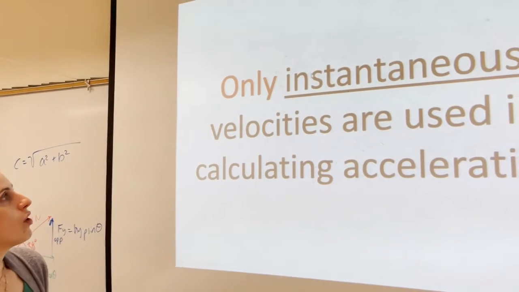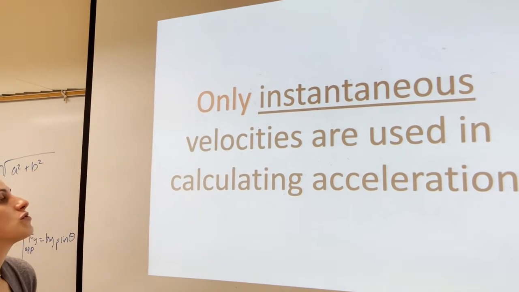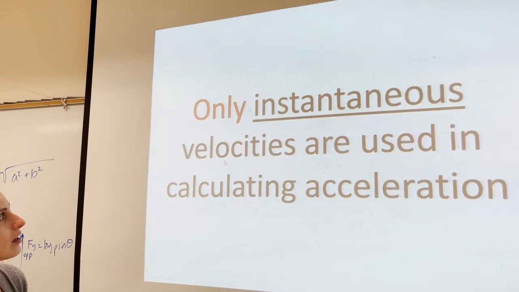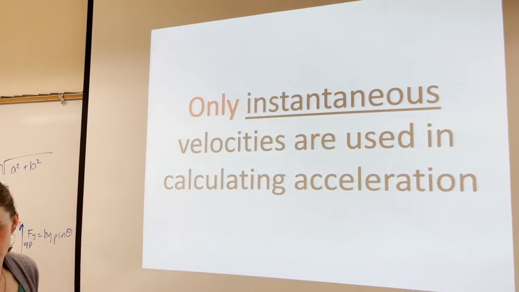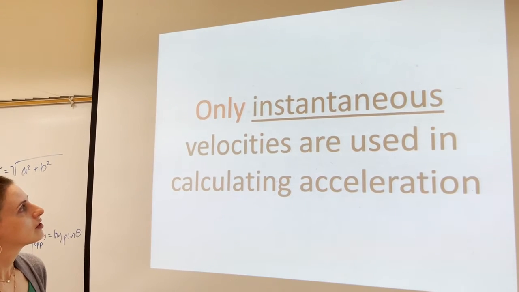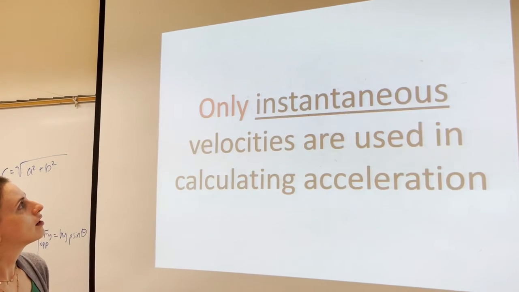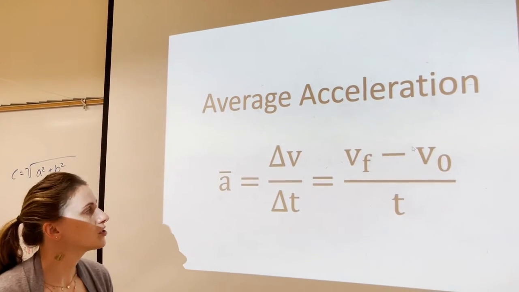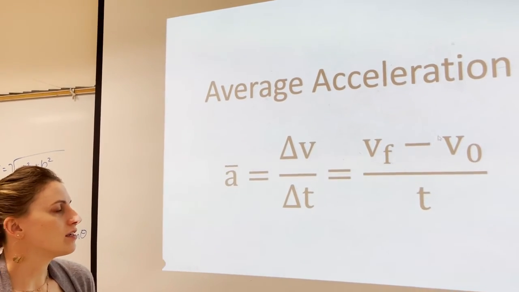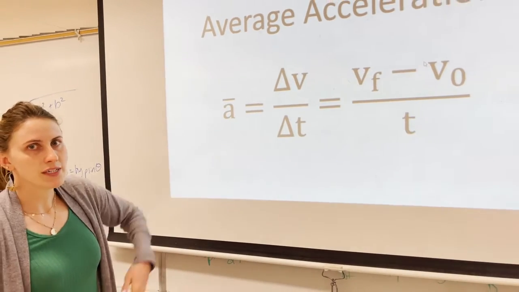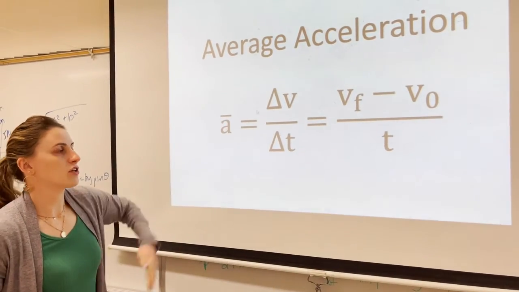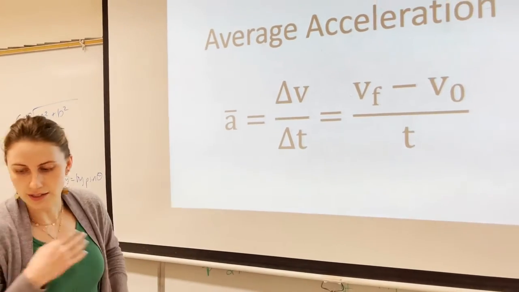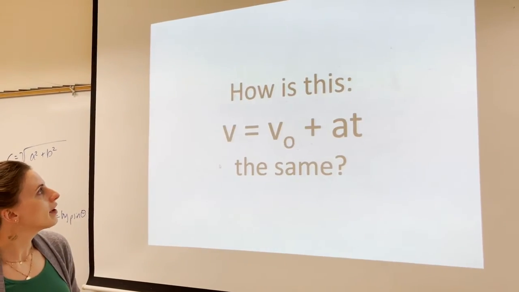Only instantaneous velocities are used in calculating acceleration. Don't be doing speed as distance over time. It's the instantaneous velocity at the end and at the start. So going back over here, that means that these are the instantaneous velocities at the start and the finish, a moment in time. If you remember the roll the ball down the ramp lab that we did, we calculated the acceleration on the ramp using the final speed from here on the table, and 0 for the top.